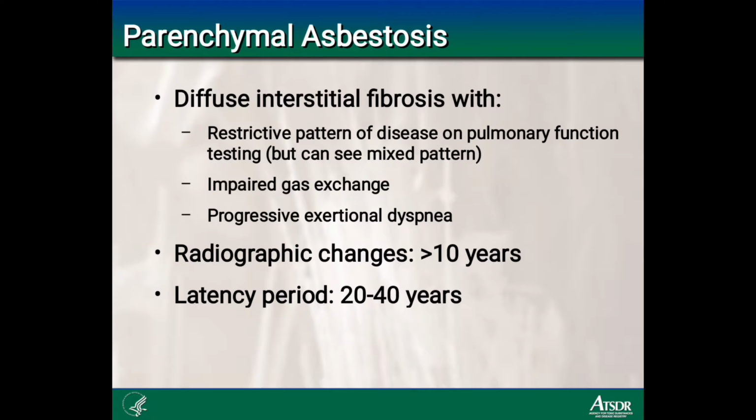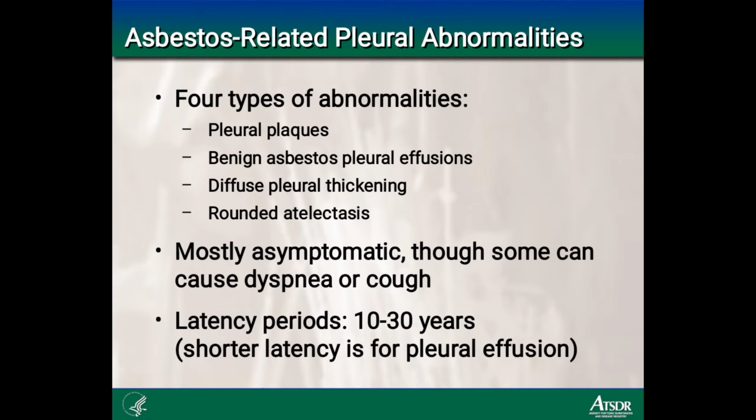Hello, friends. So, now we are gonna start from where we left off, the diseases associated with asbestos: lung cancer. So, first of all, we have parenchymal asbestosis. Parenchymal asbestosis is diffuse interstitial fibrosis with the restrictive pattern of disease on pulmonary function testing. In this type, we can see a mixed pattern. Also, it causes impaired gas exchange and progressive exertional dyspnea. The radiographic changes appear after more than 10 years, and the latency period is between 20 to 40 years.